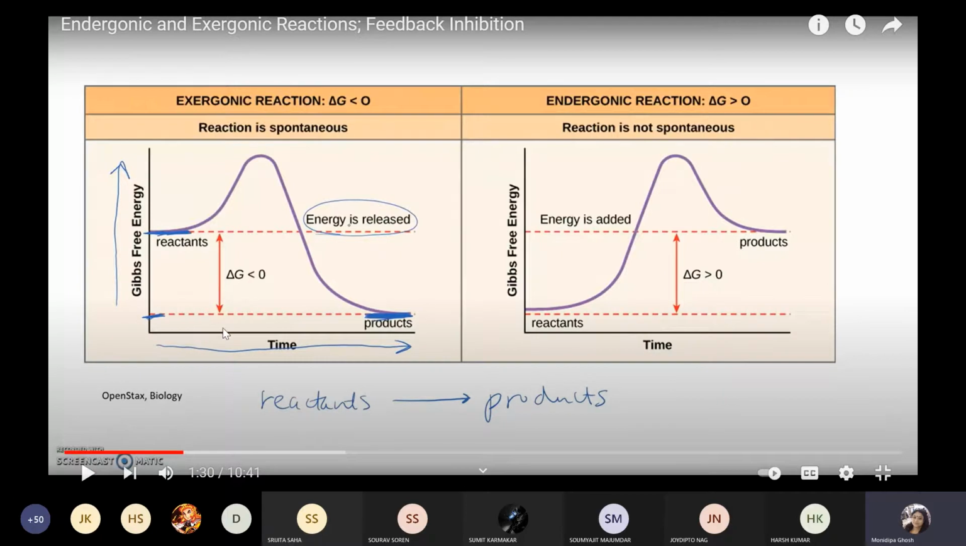Understood this point? Or should I repeat this one? Just repeat this one. Ma'am, why is the energy released?